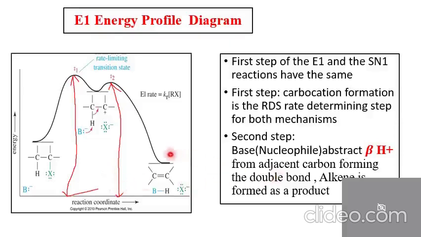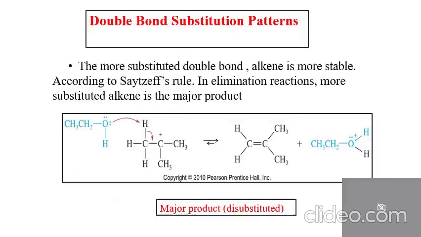Now, whenever we consider the kinetic study, the rate of reaction depends on some constant times the concentration of RX, meaning the substrate. Therefore, the rate of reaction depends only on the concentration of substrate. Only one species is involved and hence it is a unimolecular reaction.